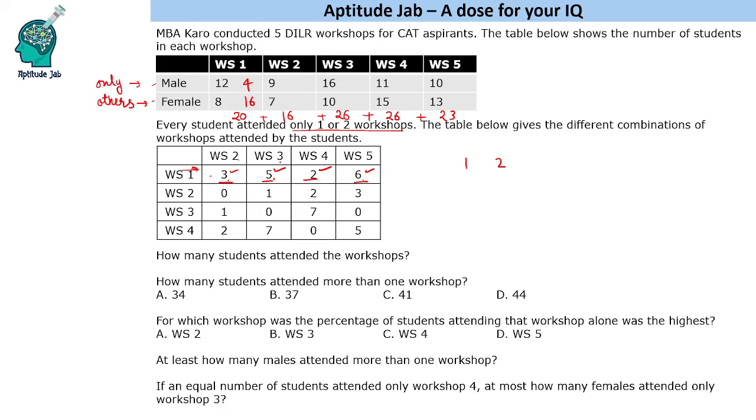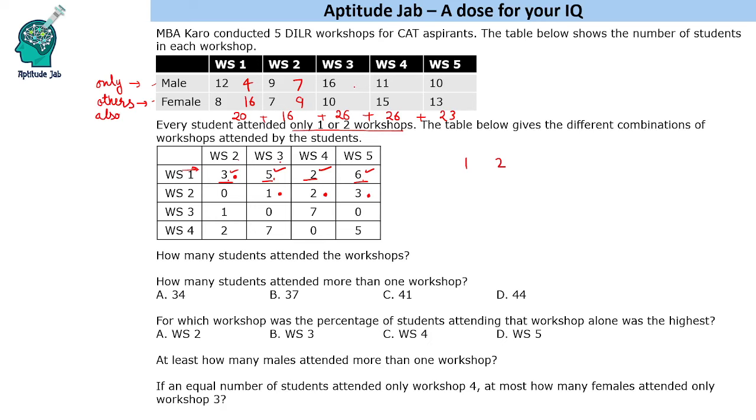Now coming to workshop 2. We see that this is also workshop 2. Workshop 2 and 3, 1 person, 2 and 4, 1 person, and 2 and 5, 1 person. So we have 6 plus 3, 9 people attending other workshops also. So 9 people attend other workshops also. That means only 7 people attend just workshop 2.